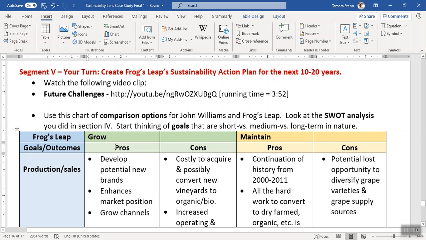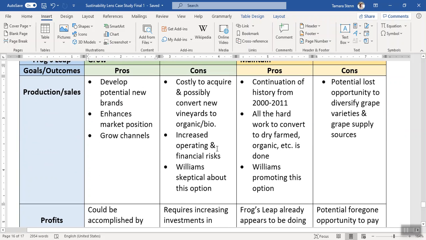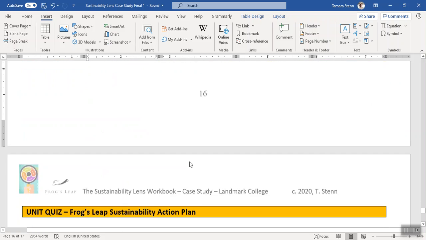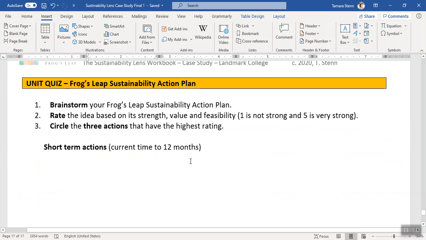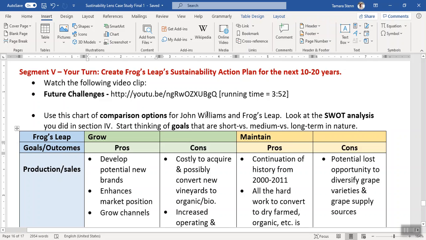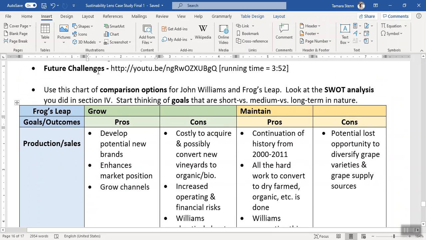So this is a time to think. Put on your thinking cap, enjoy your thoughts, jot them down, because the next thing that you're going to be doing is putting those thoughts into a plan. In the next video, I'll introduce what that sustainability action plan is. So enjoy your thoughts and enjoy that final video.